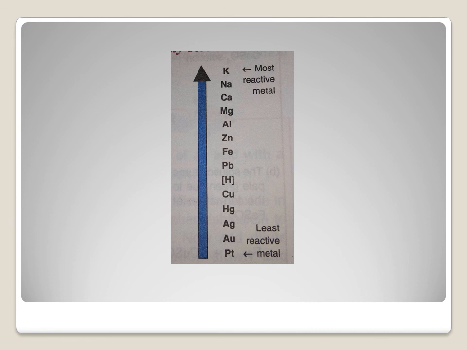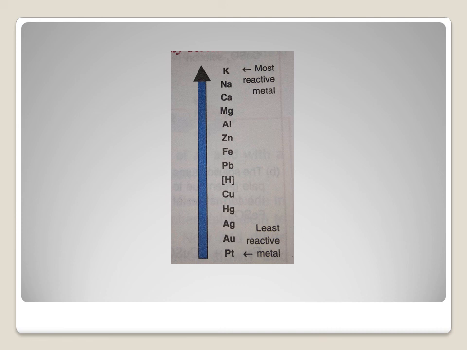Why is hydrogen included in the activity series of metals? Hydrogen is a non-metal, we all know it. Hydrogen is included in the activity series because, like metals, it loses an electron and becomes a positively charged ion in most of the chemical reactions.